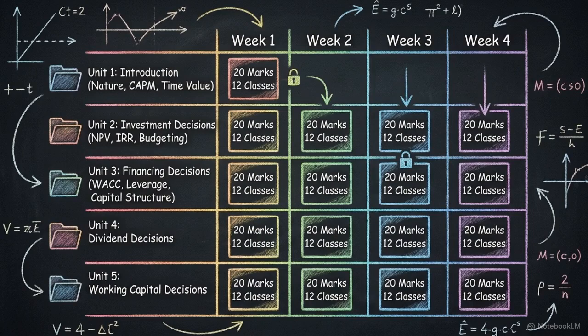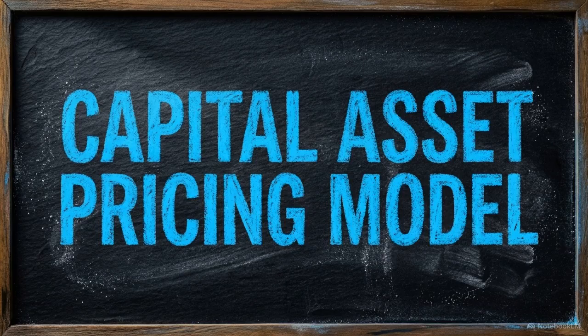As you can see on the schedule, every unit, from investment decisions to working capital, carries an identical weight of 20 marks based on 12 classes each. We begin in Unit 1 by calculating the price of risk.